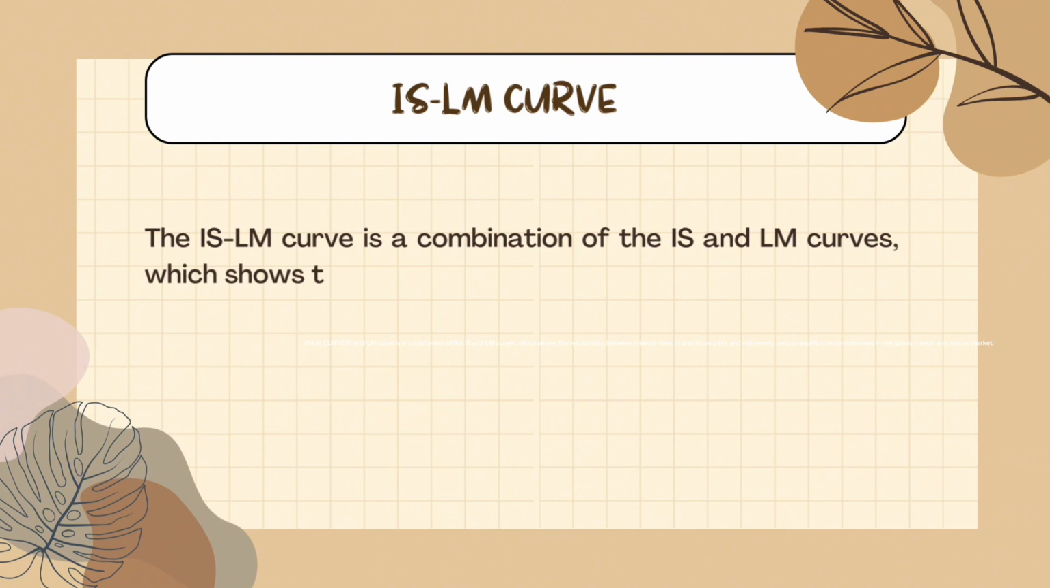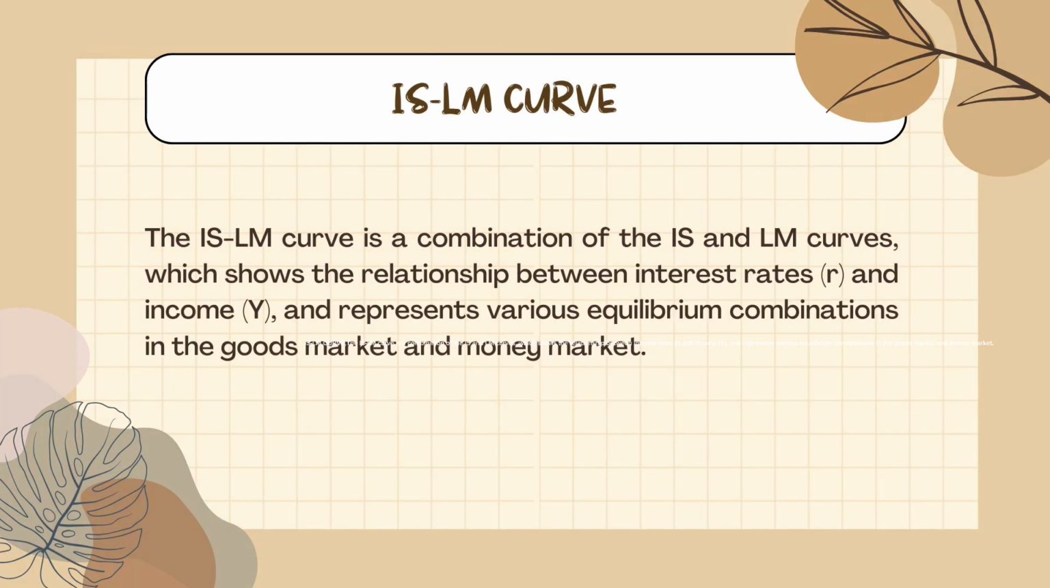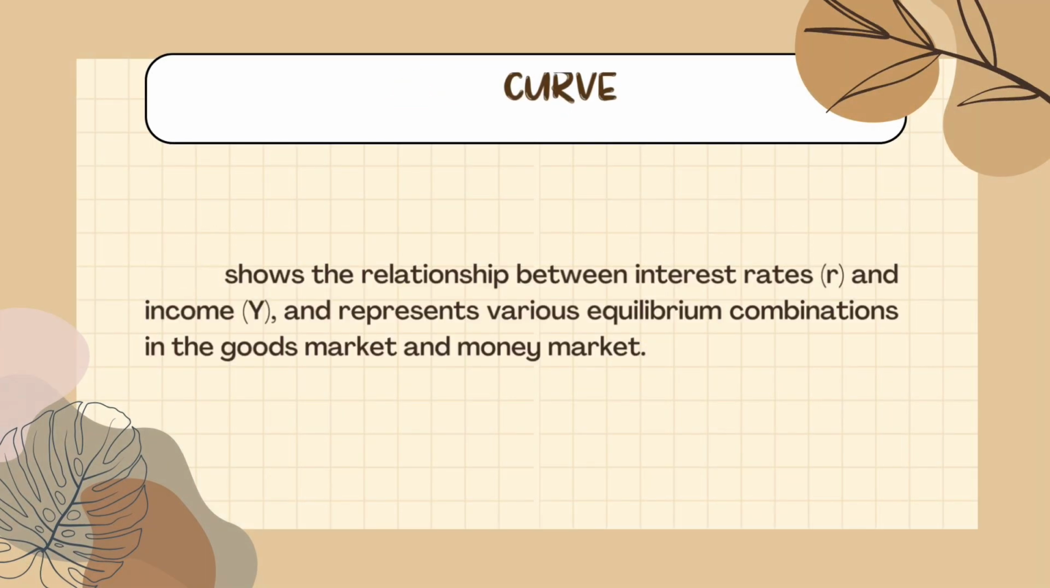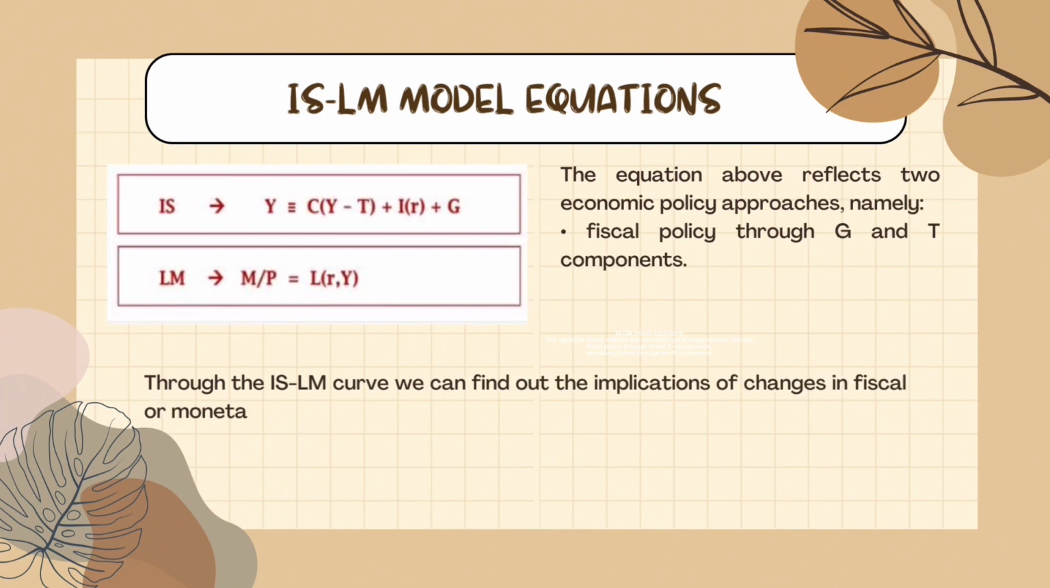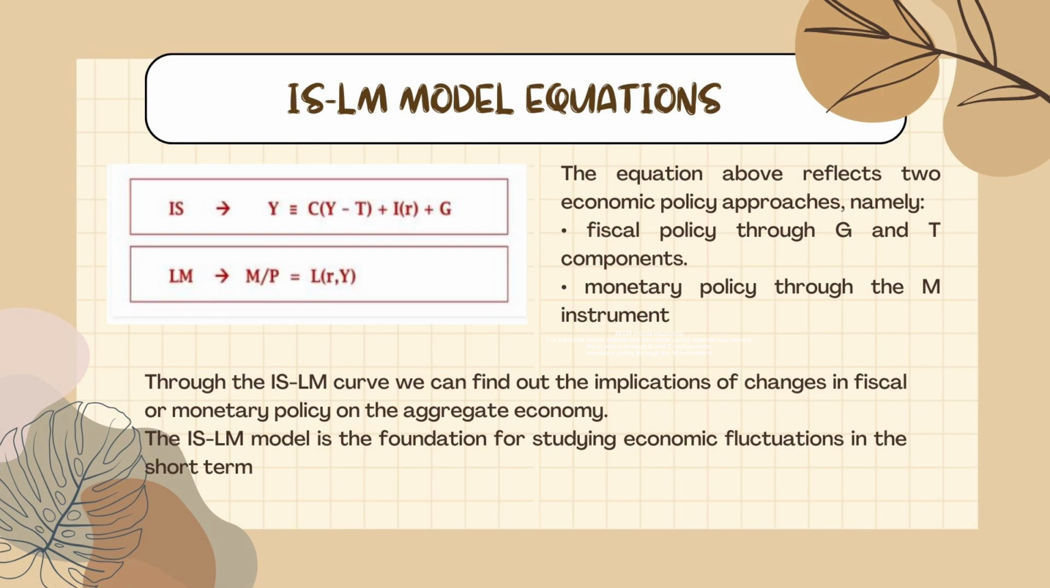IS-LM curve. The IS-LM curve is a combination of the IS and LM curves, which shows the relationship between interest rate R and income Y, and represents various equilibrium combinations in the goods market and money market. IS-LM model equations. The equations reflect two economic policy approaches, namely fiscal policy through the G and T components, and monetary policy through the M instrument. Through the IS-LM curve, we can find out the implications of changes in fiscal or monetary policy on the aggregate economy.